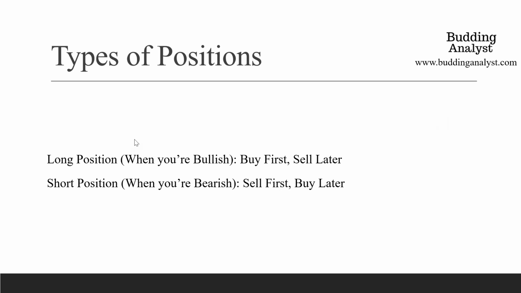On the other hand, long position refers to when you're bullish. You remember we talked about this in the last lecture, when I told you that a bull is a person who believes that the market is going to go up, and a bear is a person who believes that the market is going to go down. So bulls generally buy first and sell later. They buy at a cheaper price and sell at a higher price. On the other hand, a short position is a position in which you sell first at a higher price and then buy later at a lower price. So you can make profits in both circumstances.